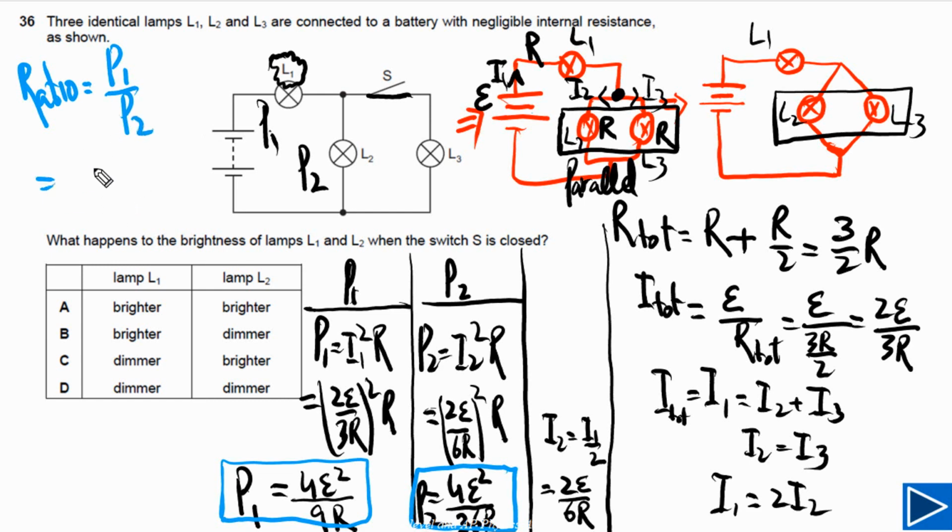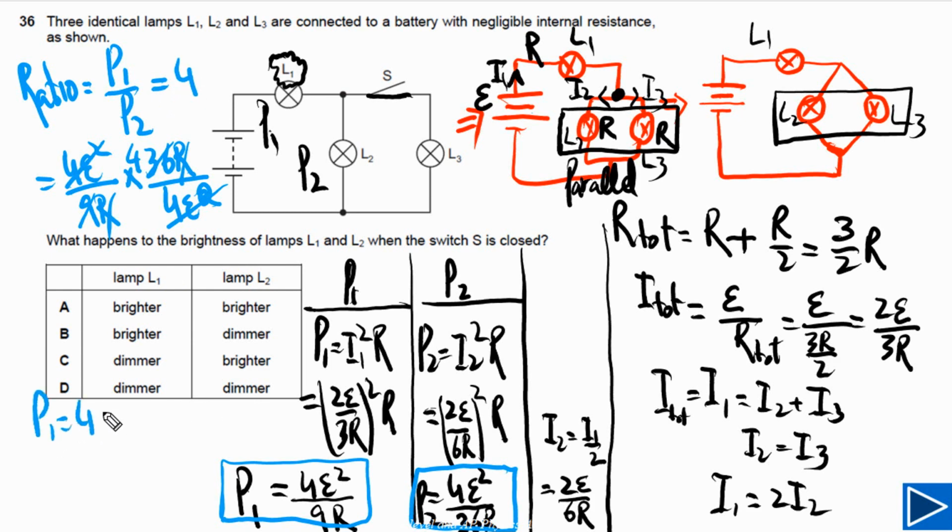So if we divide P1 by P2, P1 is equal to 4E squared divided by 9R, multiplied by 36R divided by 4E squared. So this is 4E squared. Simply we can cancel these two, and R we can cancel with R, and if we divide 36 by 9 we will get 4. So it simply means the ratio is equal to 4, or we can say that P1 is equal to 4 times P2. We can also simply say P1 is greater than P2.